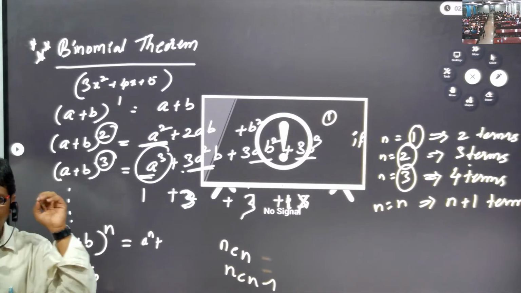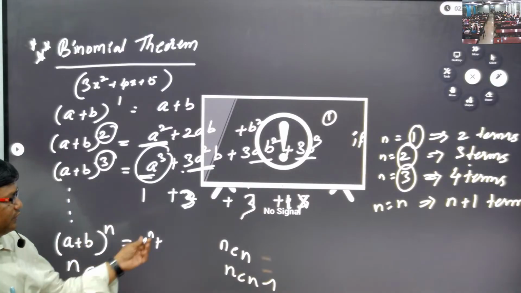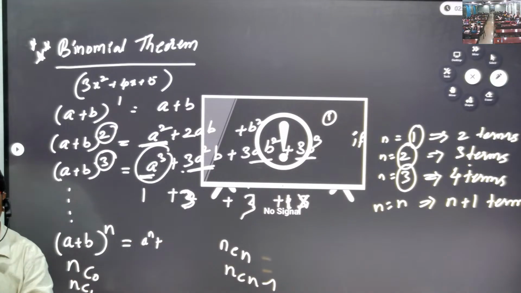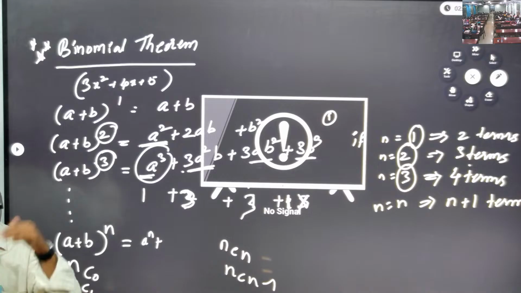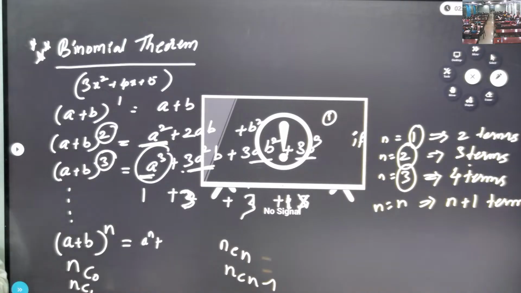So NC0 is equal to some value you got, right? NC0 is equal to what is the value that you got? 3C0, if you are calculating, you are getting it as NC0 is equal to 3C0. So when you are calculating in general for (a plus b) power n, what is your NC naught value? 1.